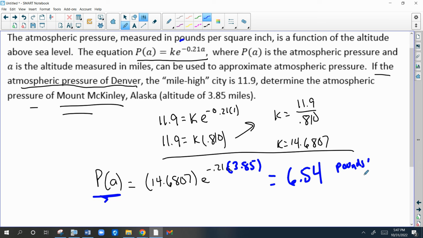Now that's a much lower pressure than Denver. And it makes sense if you think about it. The higher you get, they say the air gets a lot thinner. So that makes sense. The pressure is a lot lower way up top on Mount McKinley. So there you go.